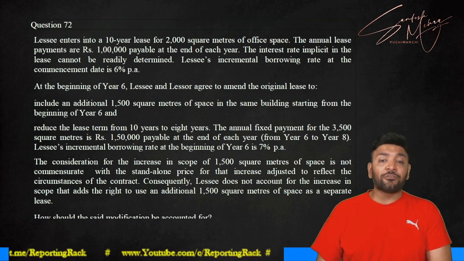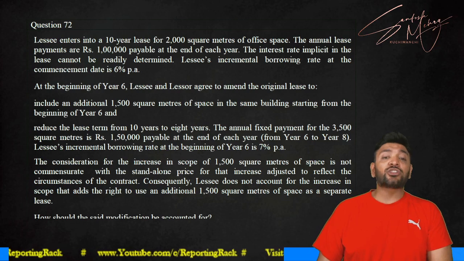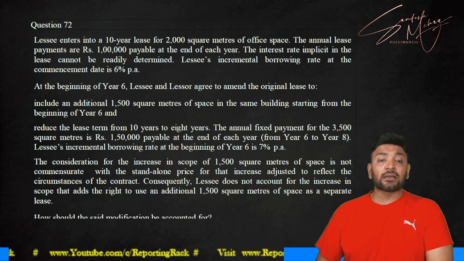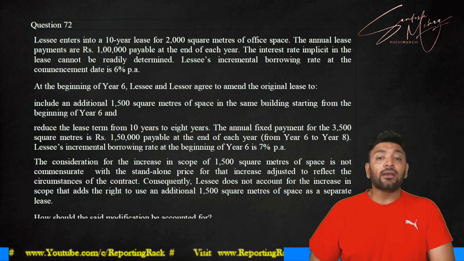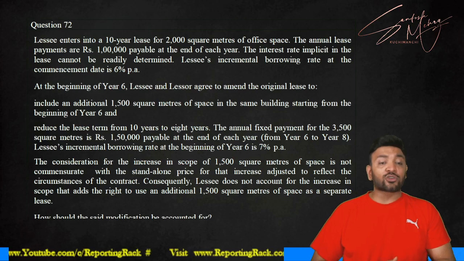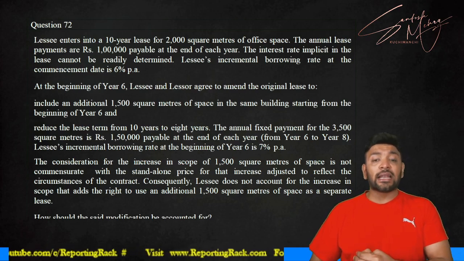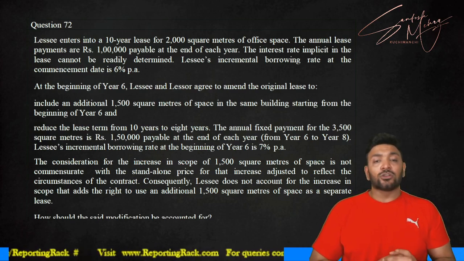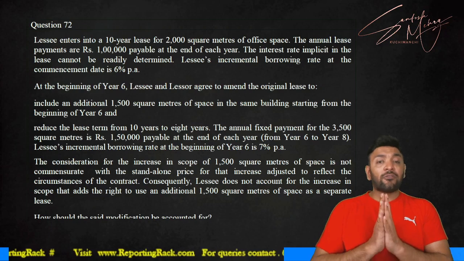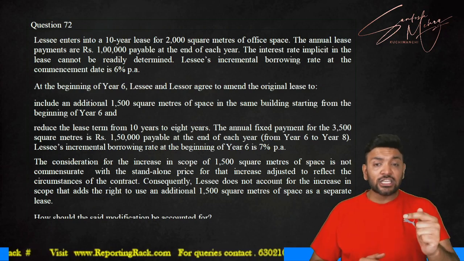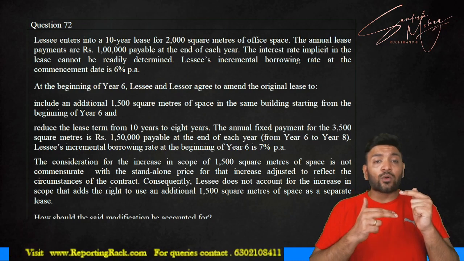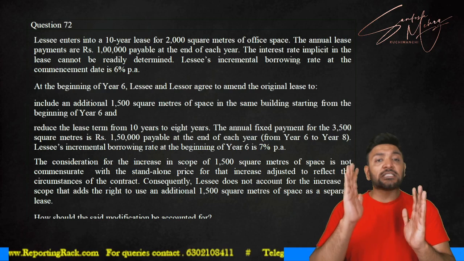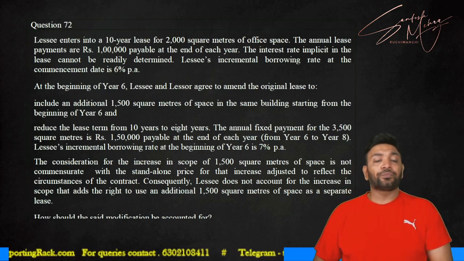Consideration for the increase of 1500 square meters is not commensurate with the standalone selling price for that increase, adjusted to reflect the circumstances of the contract. Consequently, lessee does not account for the increase in scope that adds the right of use asset of the additional 1500 square meters of space as a separate lease. So he is concluding that for the additional 1500 square meters, though there is an additional asset, since the consideration is not equal to the standalone selling price, you cannot consider it as a separate lease. It should be considered as a part of the same lease contract.